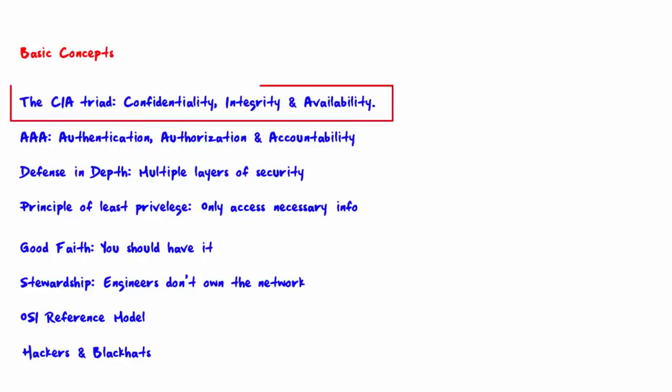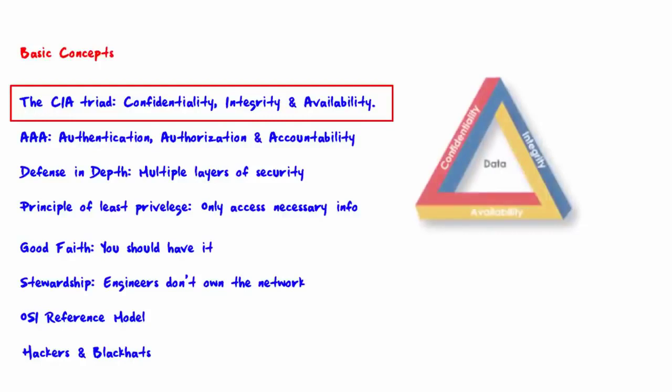The first concept is the CIA triad. This is one of the most basic principles of information security. CIA stands for confidentiality, integrity, and availability. In general, all data that you wish to keep secure needs to remain confidential, maintain integrity, and also be available.